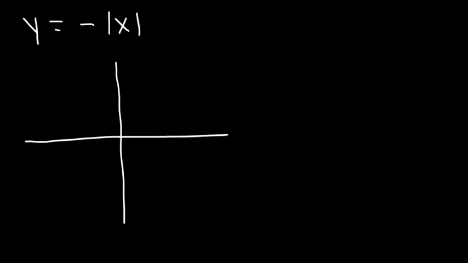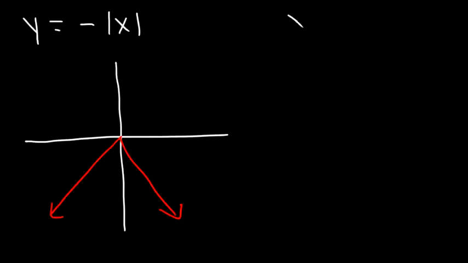Now what about the absolute value of negative x? Let's say the negative is on the outside. How would the graph look? If the negative is on the outside, it's going to reflect over the x-axis. So instead of opening in the upward direction, it's going to open downward.